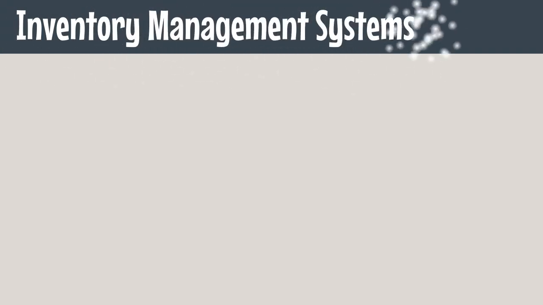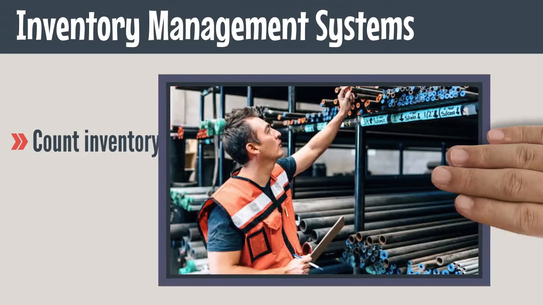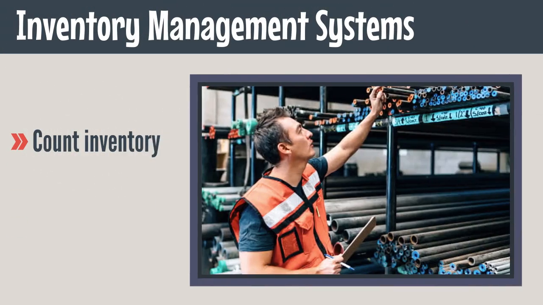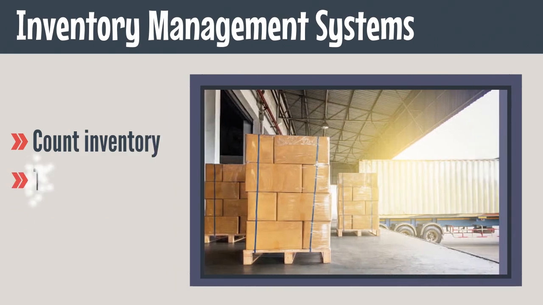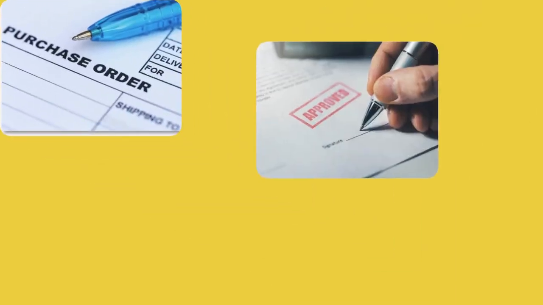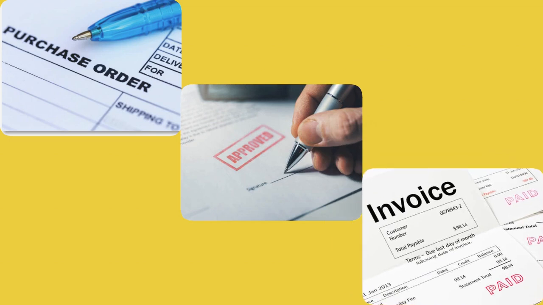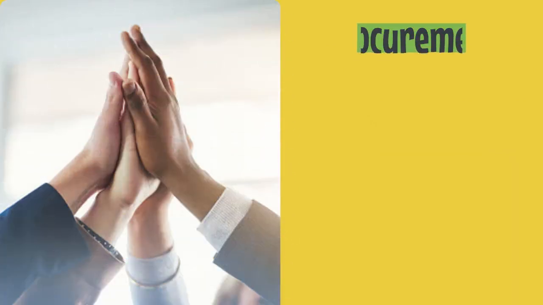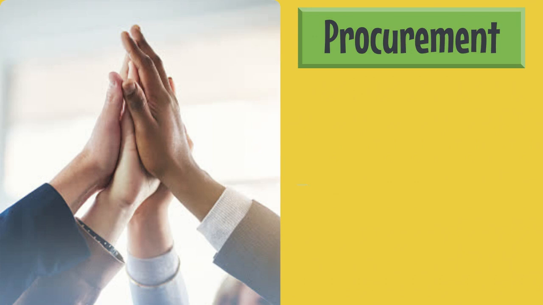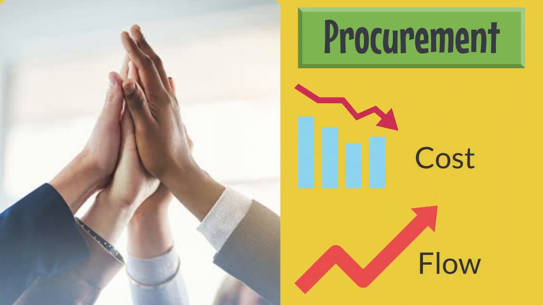Inventory management systems allow companies to count inventory and monitor how the stock is shipped out to various places to facilitate supply planning. Today, various applications make purchase orders, approvals, and invoicing much easier than before to support procurement. As a result, various procurement applications reduce the cost and ease the flow of the procurement process.